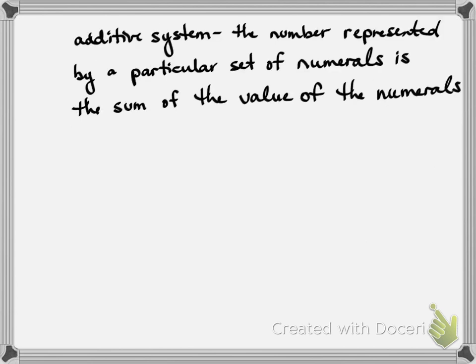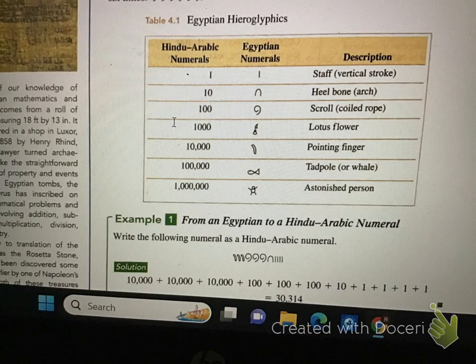The first system we're going to learn about is the additive system. It is a system where the number that's represented by a particular set of numerals is the sum of the values of the numerals. And one of the first additive systems was Egyptian hieroglyphics, which dates back to about 3000 BC. So we have a chart in our book that we're going to use for the Egyptian numerals. Here is the chart. It's divided into three columns. We have the Hindu Arabic numerals, which are our numbers, the corresponding Egyptian numerals, and then their description, or what they were called.